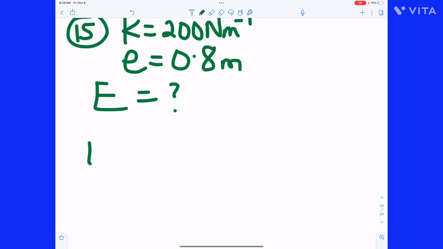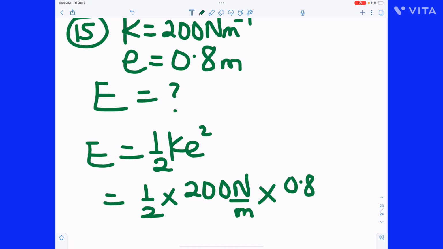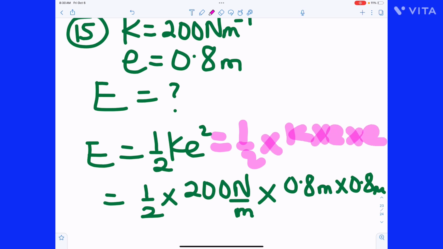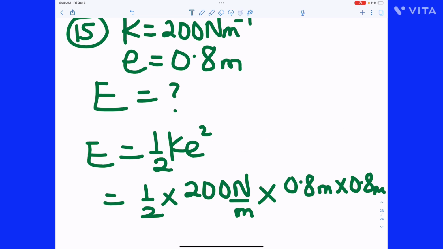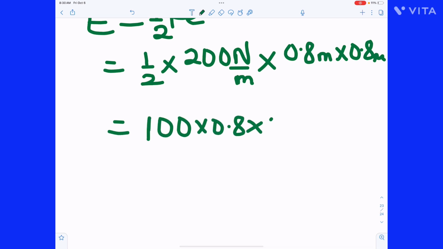So we use the formula straight. Energy stored in an elastic spring is half Ke squared. That's going to give us half times 200 newtons per meter times 0.8 meter times 0.8 meter. So half times K times e times e, because e is squared. That gives us 100 times 0.8 times 0.8.